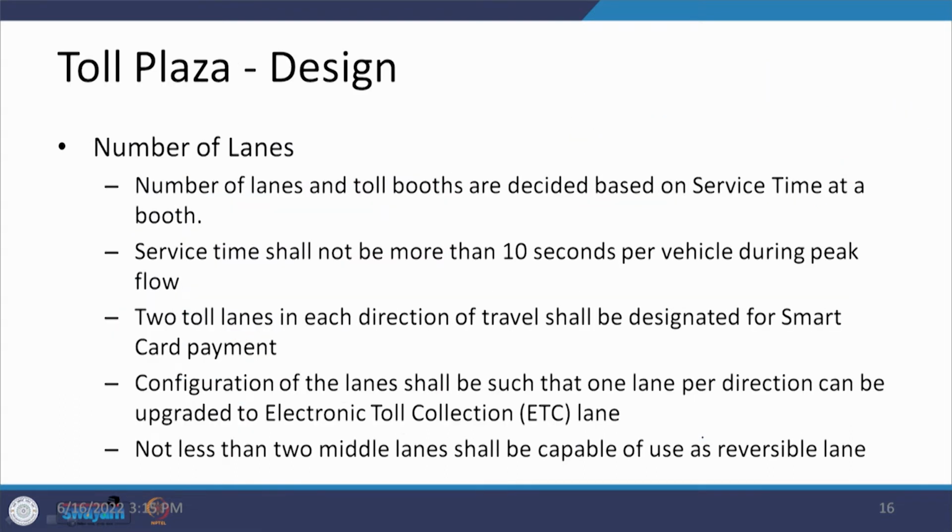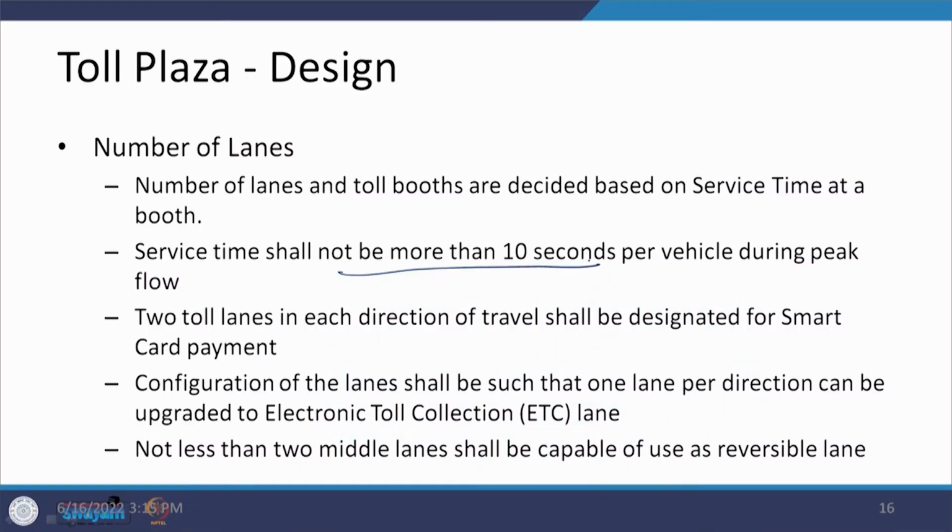Now, looking at this service time, as I said, the service time per vehicle should not be more than 10 seconds per vehicle, even during the peak flow. And this service time, along with the rest of the things, defines how many lanes have to be provided, and of course, for each lane there is going to be a toll booth.